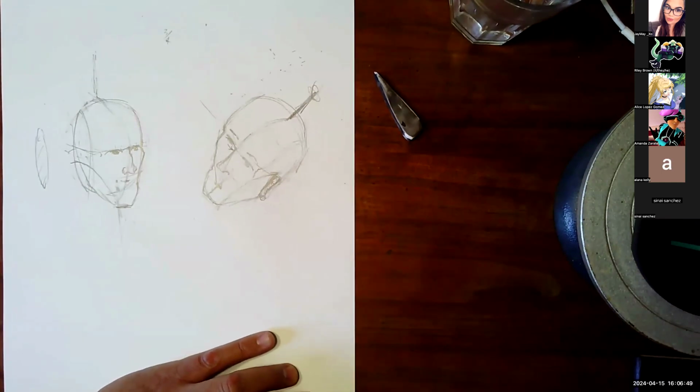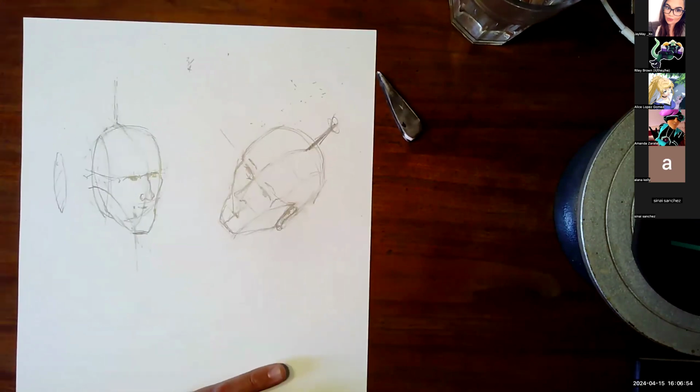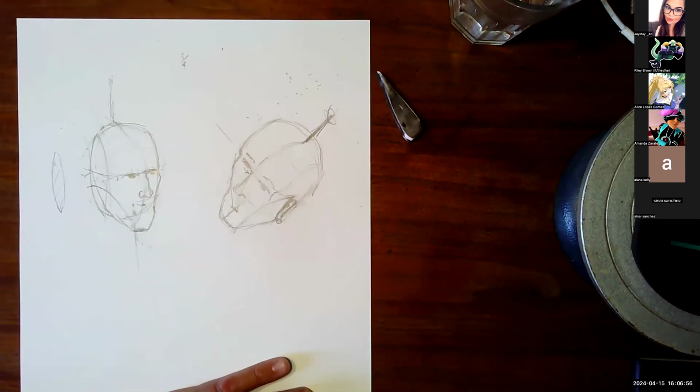by the way, are you guys seeing the drawing camera? Because it's not green, that's why I'm asking. But, yes, we can see the drawings. All right, thanks, good. Sorry.